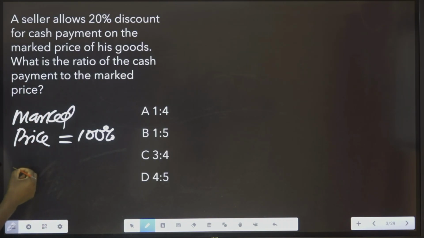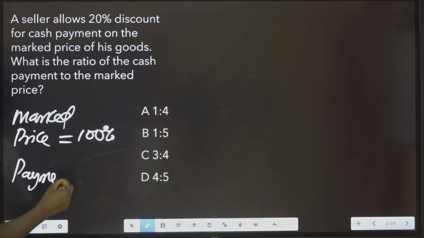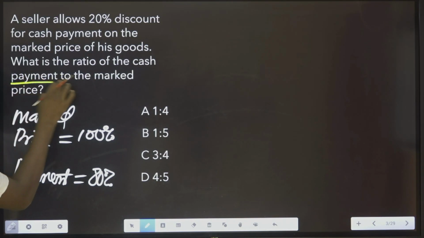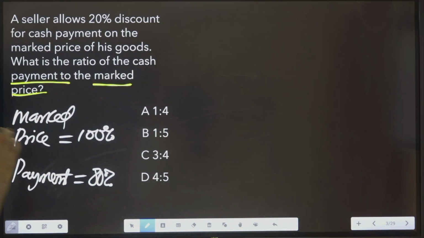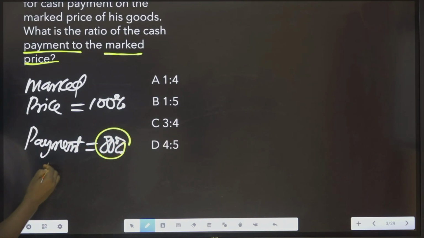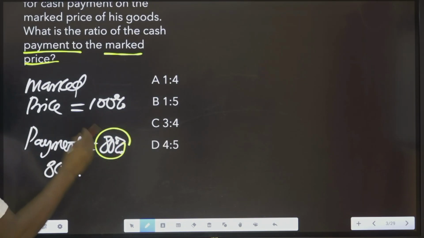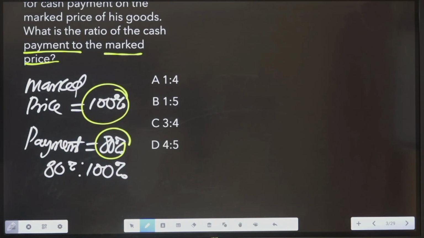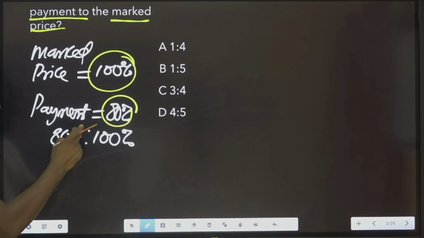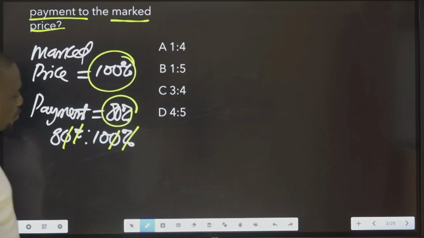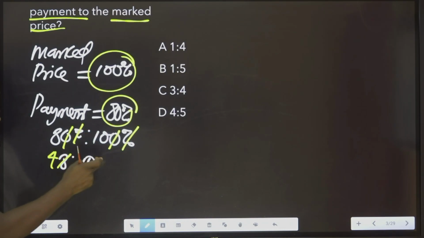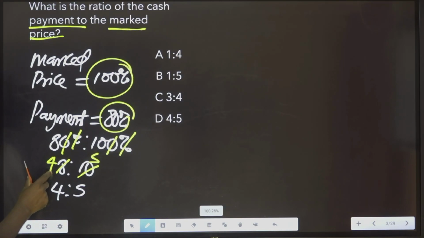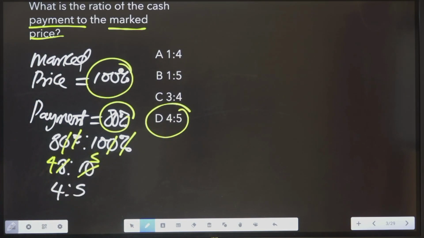Okay? So, the payment here is 80%. The question says payment to marked price. So payment to marked price. That is to say, this we cancel, this we cancel, okay? 2 here is 4, 2 here is 5. That is 4:5. So you can see the answer is this, 4:5.